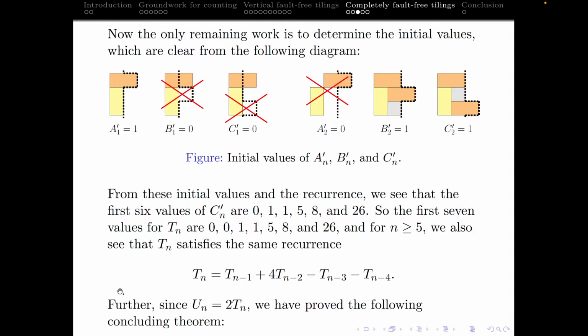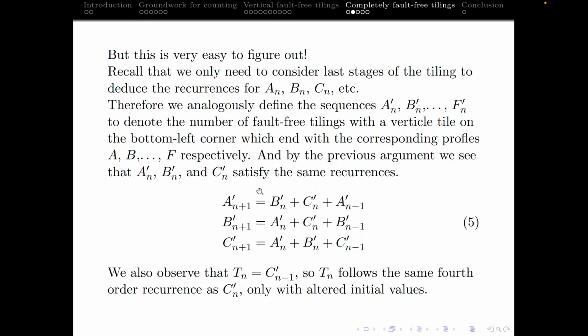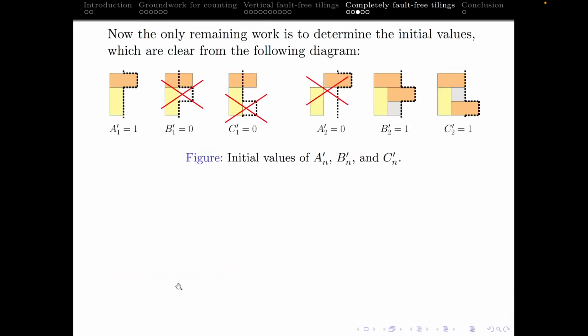And we can crunch out the recurrences and see that Tn basically follows the same recurrence once again. So Tn also equals Tn-1 plus 4 Tn-2 minus Tn-3 minus Tn-4. That completely comes from these recursions right here, and the initial values that we get for ourselves.